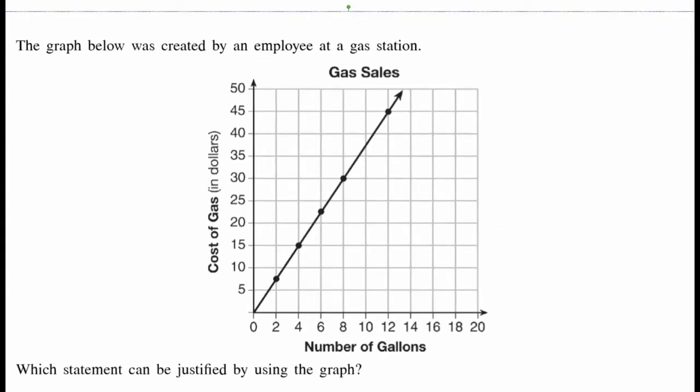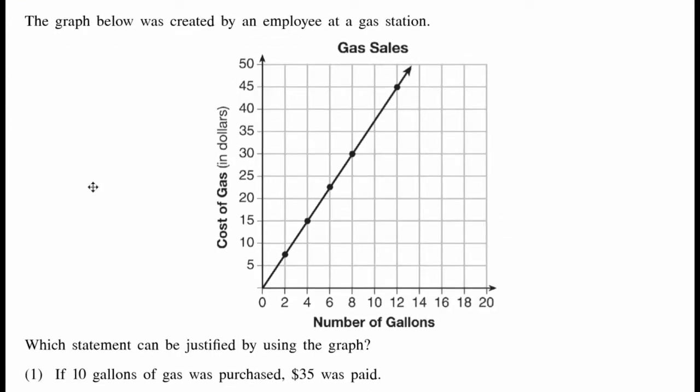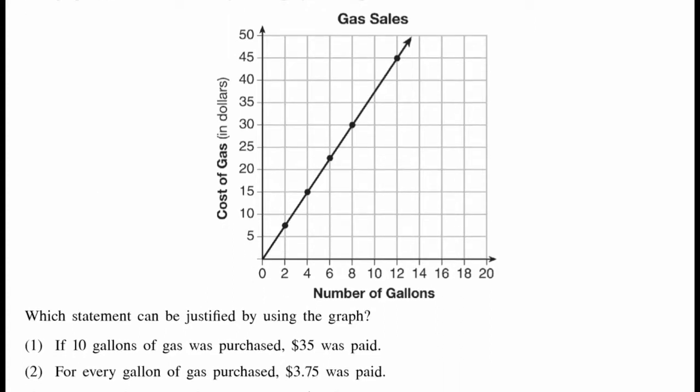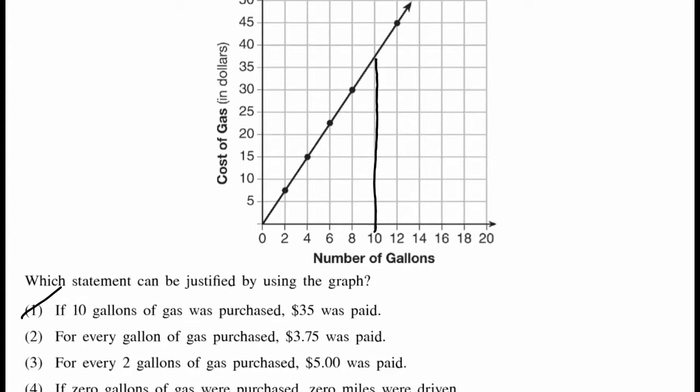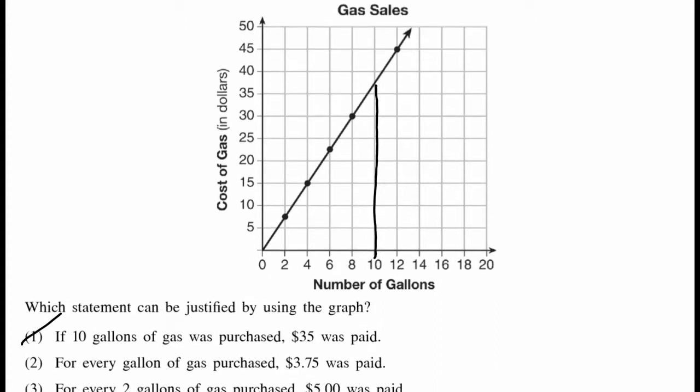The graph below was created by an employee at a gas station. Which statement can be justified using the graph? If I buy 10 gallons of gas, it does not cost me $35. That is a false statement. For every gallon of gas purchased, $3.75 was paid.